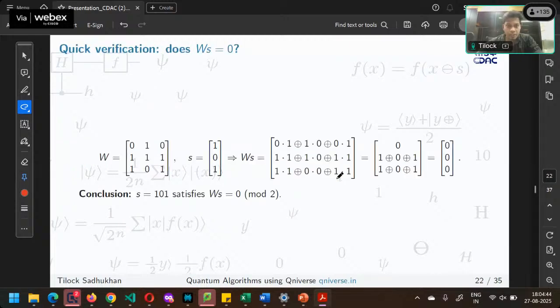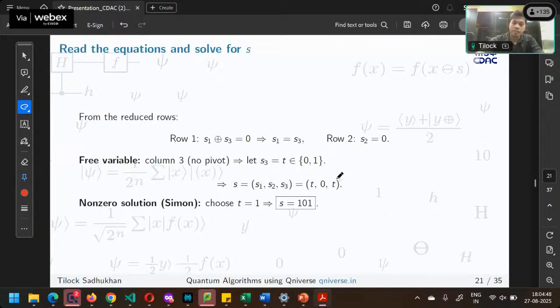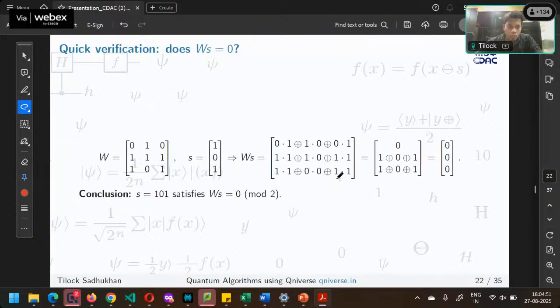Now, a quick verification. I have claimed this, so it has to satisfy that homogeneous system of equations, right? So here is a W. I have taken it again and done the multiplication. W dot S is simply 0 dot 1 bitwise XOR 1 dot 0 bitwise XOR 0 dot 1. Similarly, from the other cases also, we are going to get 0, which satisfies our homogeneous system.